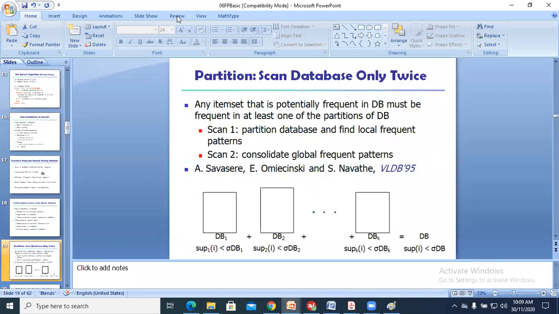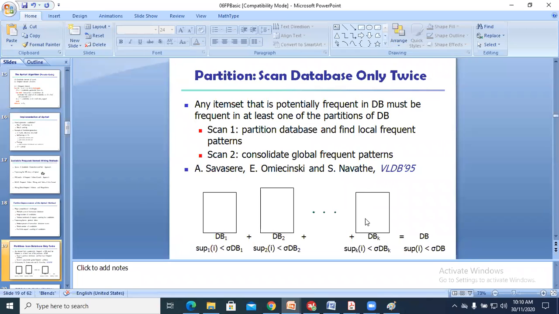So how can we reduce it to 2 scans? For example, we have 100,000 transactions in the database. So we partition it into 100 partitions, and each partition has 1,000 transactions.